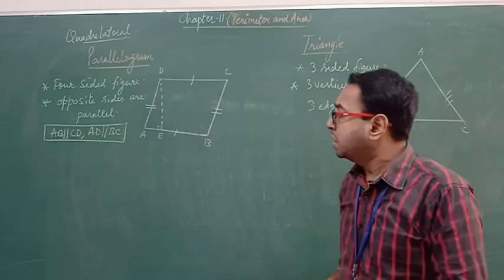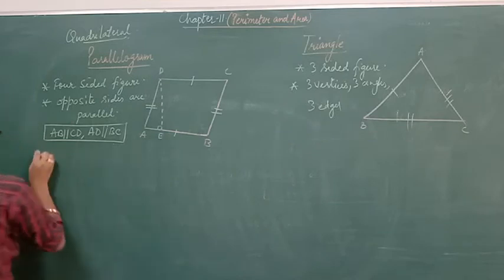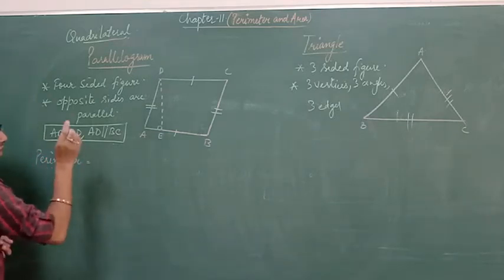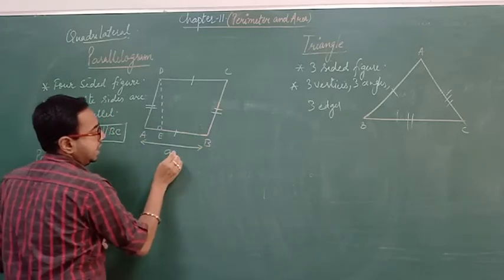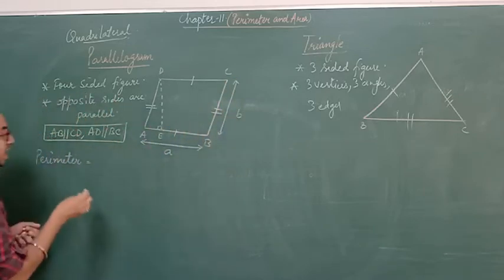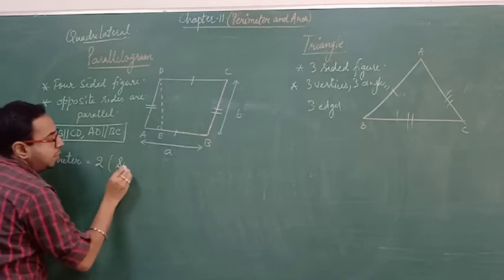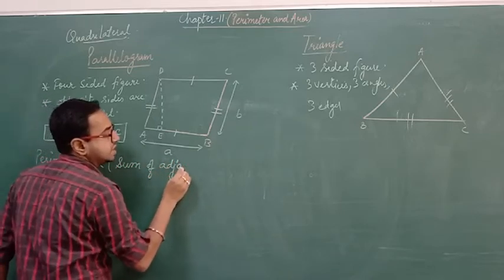Clear with this? So let's find the perimeter first. The perimeter of a parallelogram formula. Let's see, if this is A and this is B, adjacent. The formula is twice the sum of adjacent sides. Twice the sum of adjacent sides.